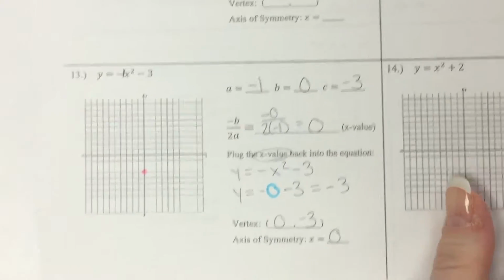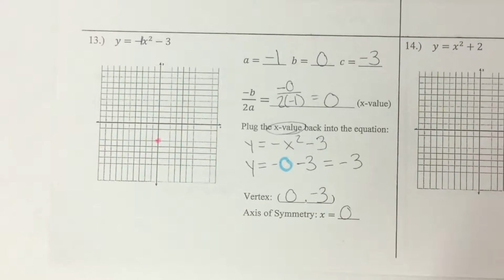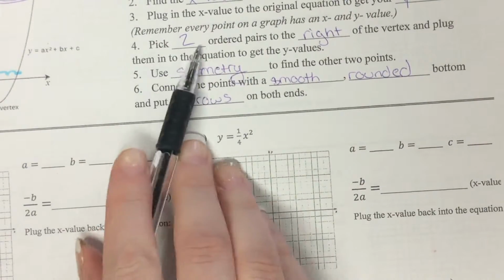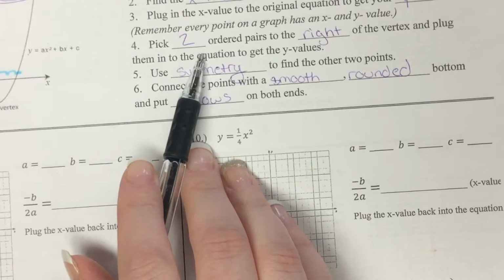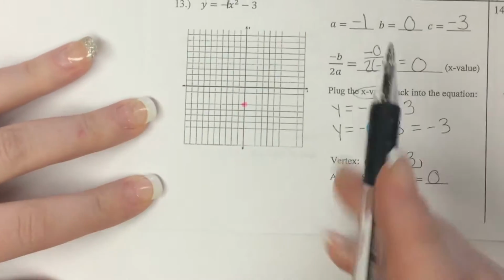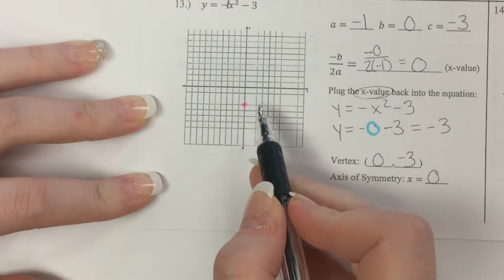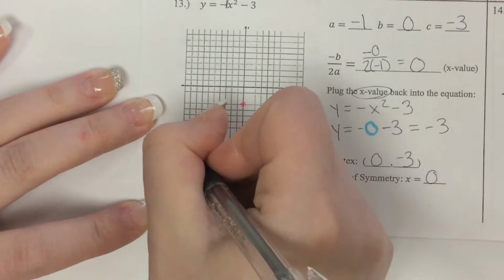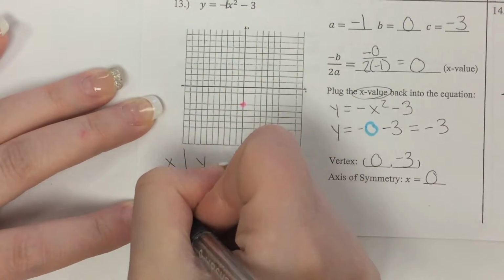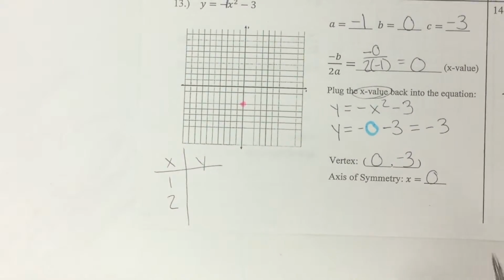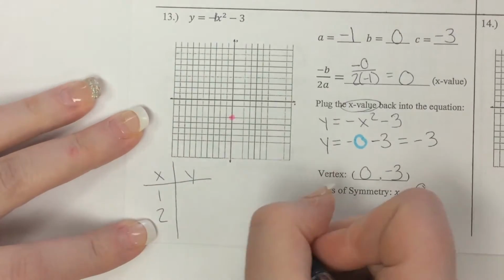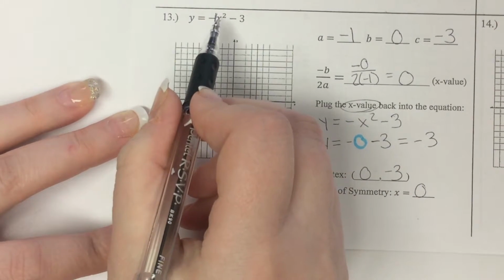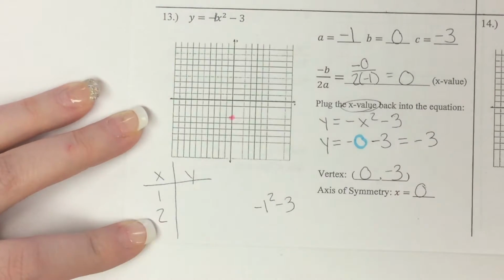All right, so let's find the other 2 points. Remember your list of steps from your notes. We need to use 2 ordered pairs to the right and plug them in, all right? So let's see, what do I have to the right of this point? If I go to the right, I could use 1 and then 2. Let's just use 1 and 2, it'll make things easier. So we'll make a table. Let's plug in 1 and plug in 2 and see what we get. These will be ordered pairs, all right? So if I plug 1 into this equation, I will have negative 1 squared minus 3. All I did was put 1 in where x is. So negative 1 squared minus 3.